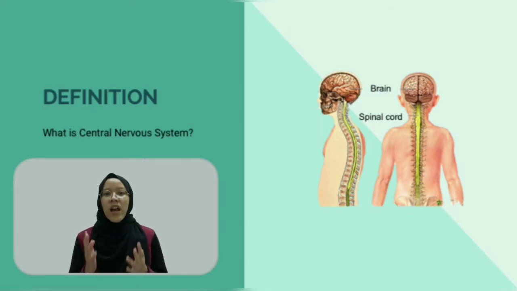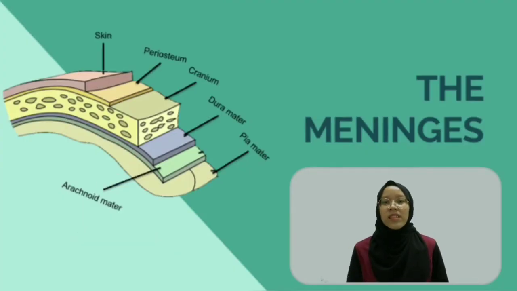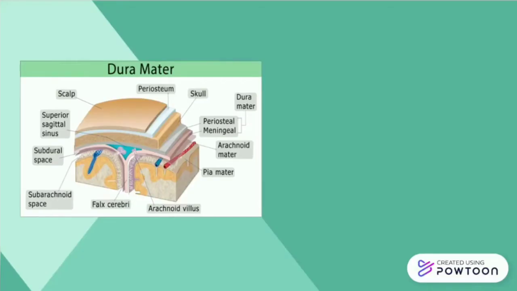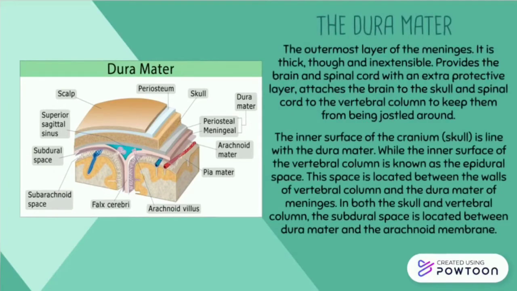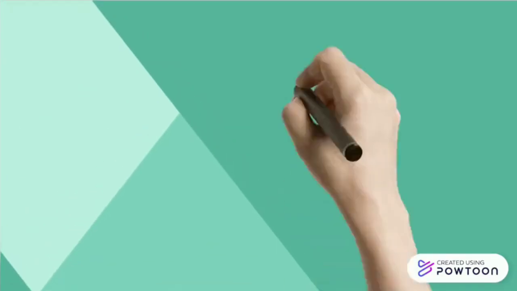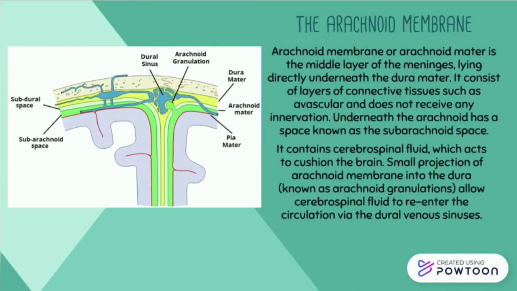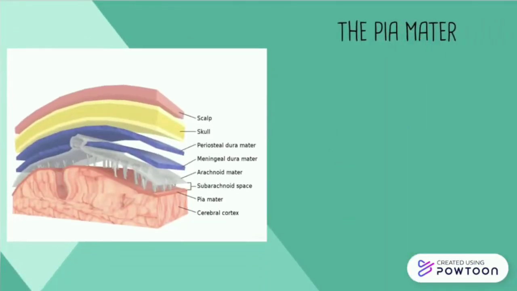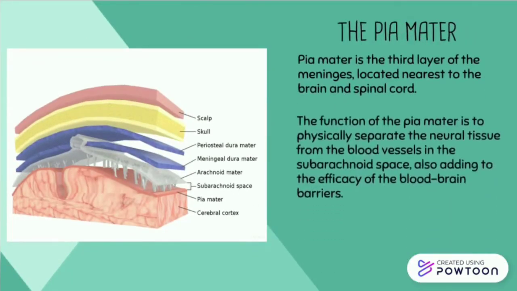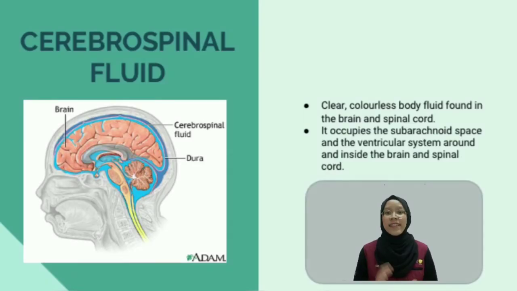The brain and spinal cord are both protected within a triple layer membrane called the meninges and cerebrospinal fluid. Next, I will explain about the meninges. The meninges refer to the membranous coverings of the brain and spinal cord. There are 3 layers of meninges: the dura mater, arachnoid mater, and pia mater. So that's all for meninges.